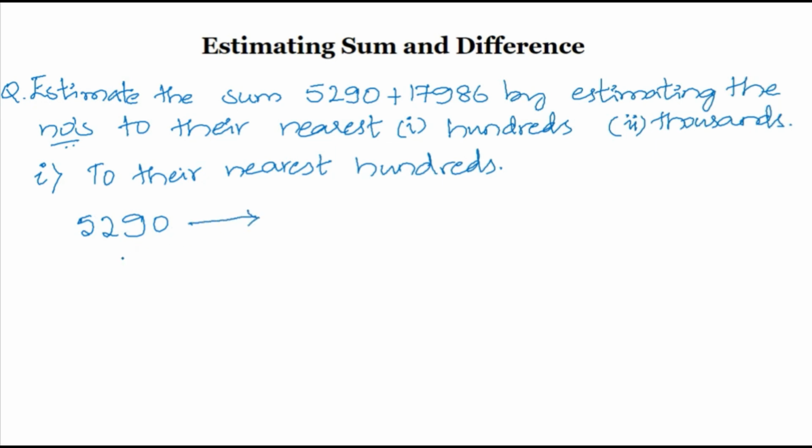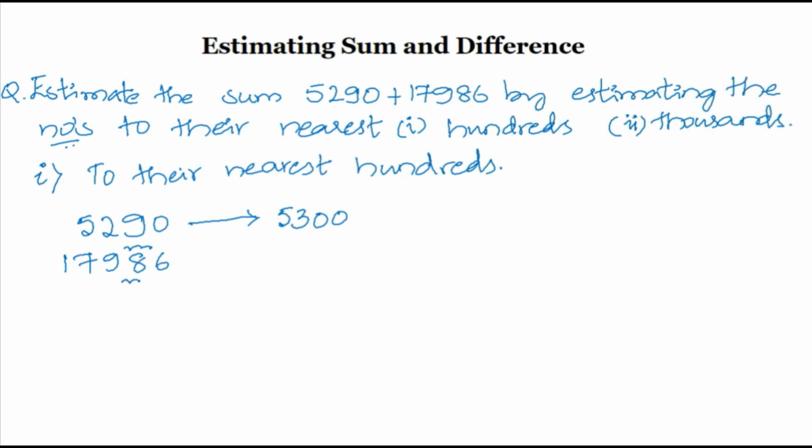if this number is estimated to the nearest hundreds, I have to look at the digit at tens place. Digit at tens place is larger than 5. When the digit is larger than 5, the next digit we will increase it by 1. Therefore, the estimated number will be 5300.